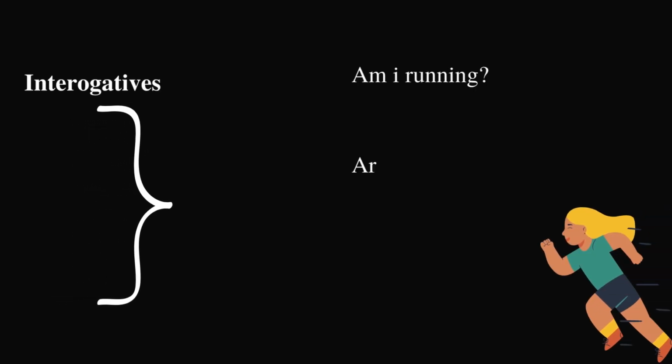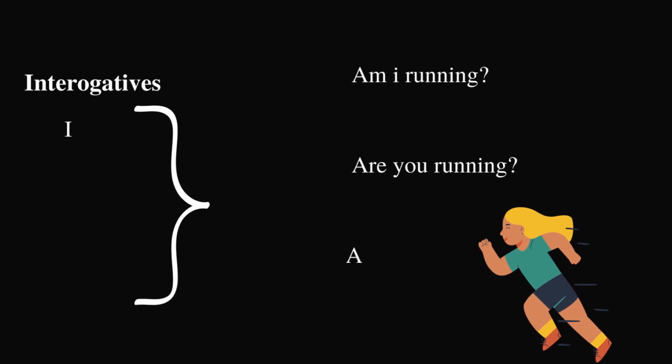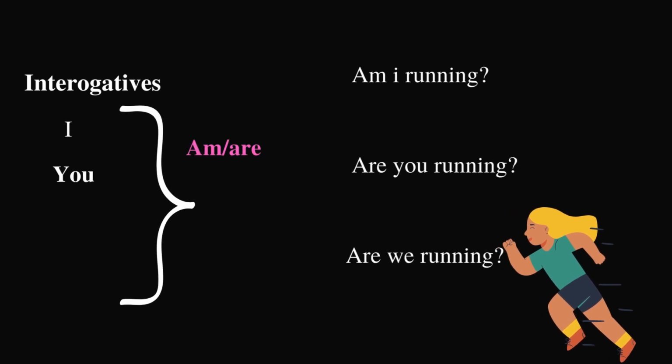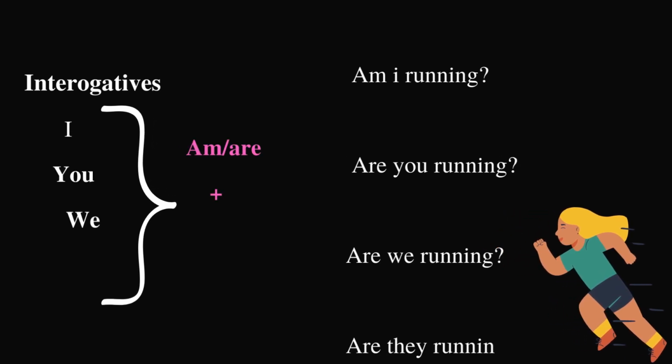For interrogatives, we have the same helping verbs, am for I and are for the rest of the persons plural. But here we place the helping verbs at the start of the sentence, making it a question. For example, am I running? Are you running? Are we running? Are they running?